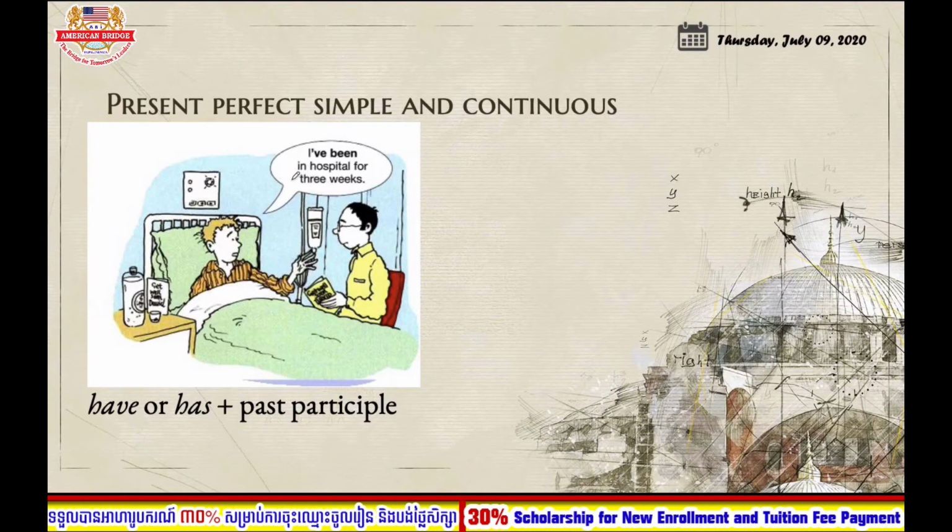In this one, present perfect simple and continuous again. But look at the picture. I have been in hospital for 3 weeks. So here is the language structure: have been, which is have or has plus past participle, or some people call it verb 3. So this is the form of present perfect simple.